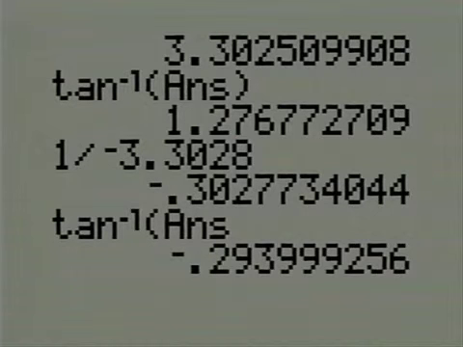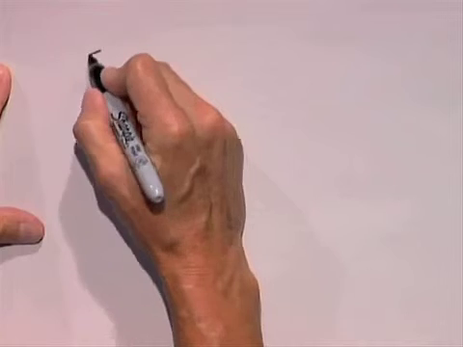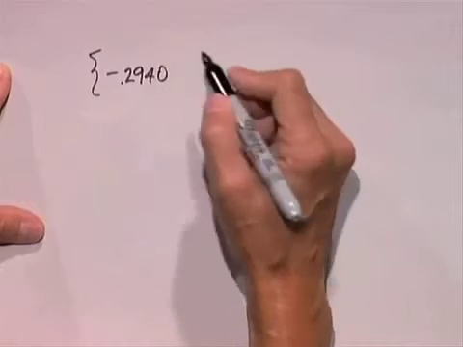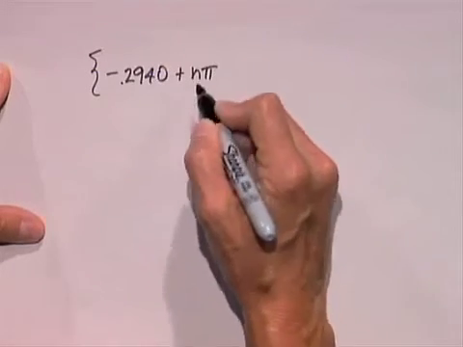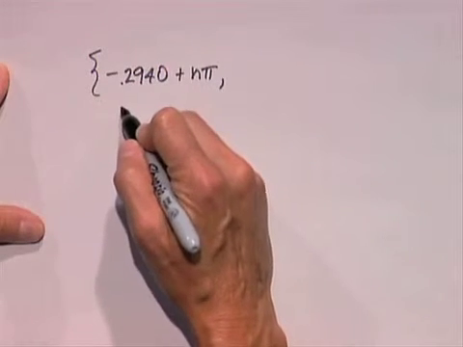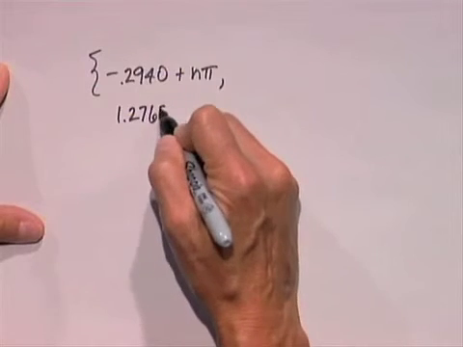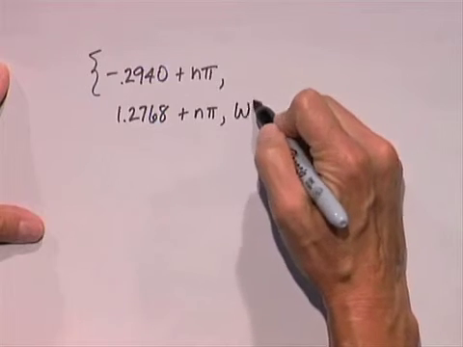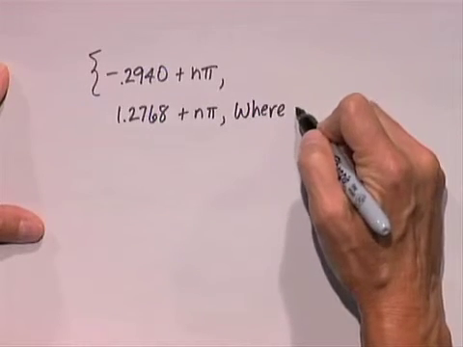We're going to need to use both of those decimals. The 1.2768 will round to the fourth decimal place, and the negative 0.29. And so our solution set for this particular equation is going to be negative 0.29, and if you round, maybe 0.2940, plus n pi, where n is an integer, as well as our other solution, which was 1.2768 plus n pi, where n is an integer. And let me attach that as a qualifier restriction.